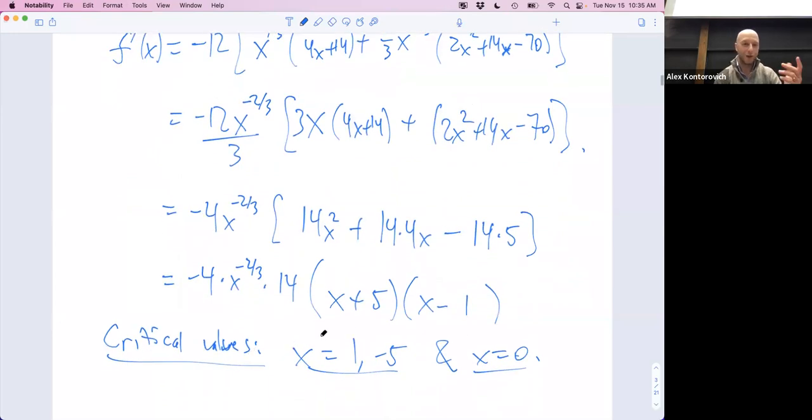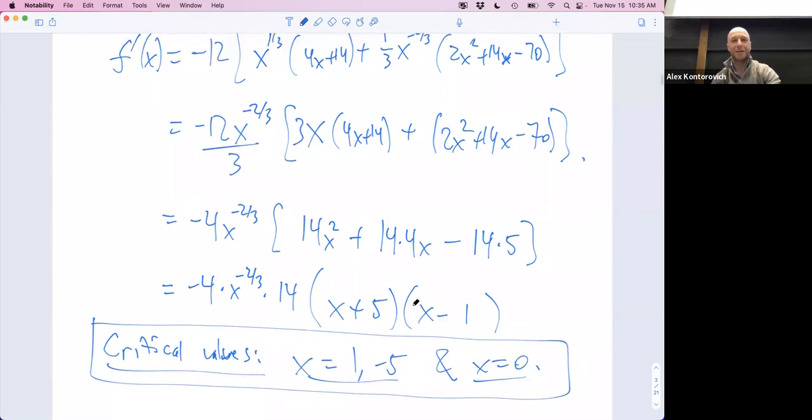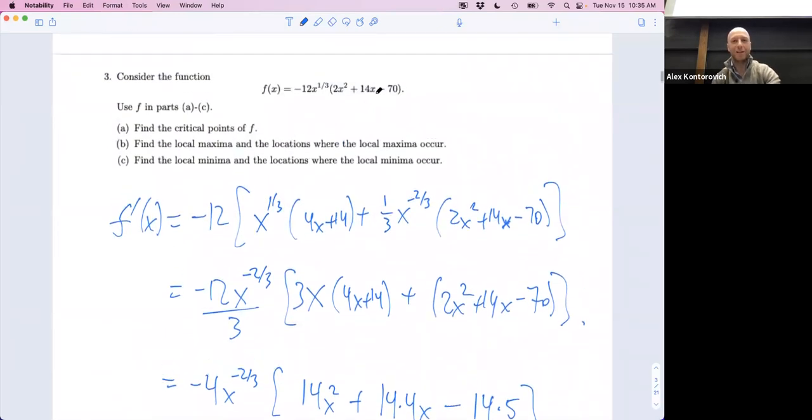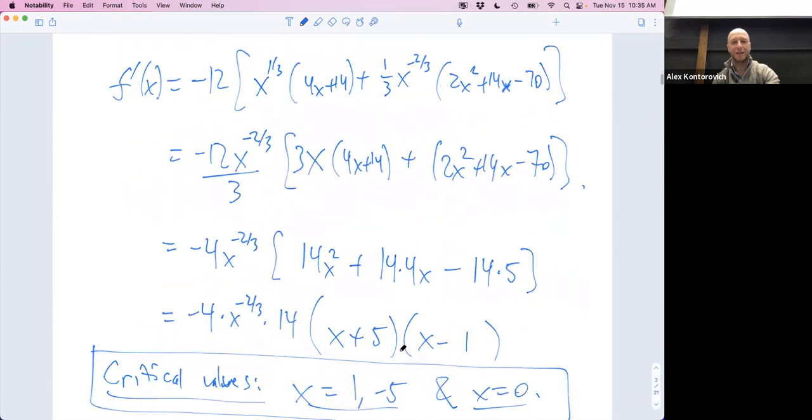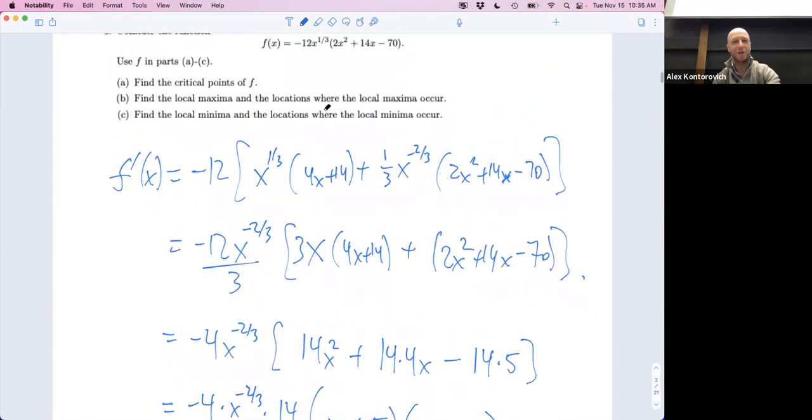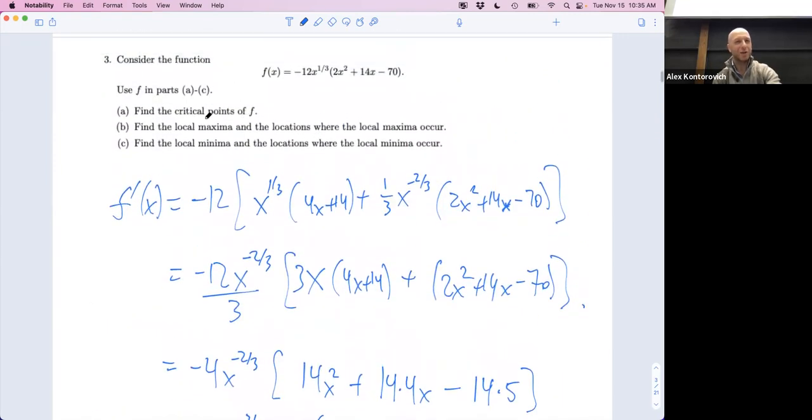The critical points, critical values are x values. Critical points are x comma y values? Or just x values? What are critical points? The x's and the y's. So I have to stick in 1 for x, and I have to stick in 0 for x, and I have to stick in -5 for x. I'm not sure. I think it's just the critical values. I think they just want the x values. What do you think?